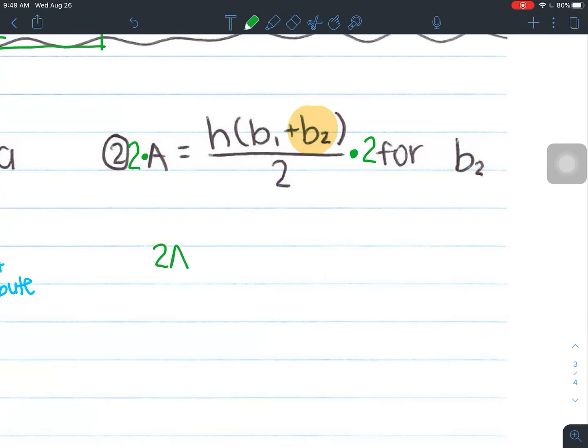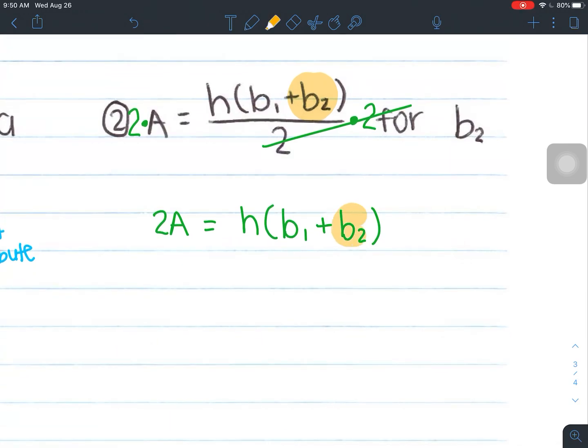So that means I have 2a over here. And again, you shouldn't have to write the multiplication sign. It's understood that they're being multiplied. And then equals, well, these 2s are going to cancel. And so all I have is h times b1 plus b2. Now again, I don't want to distribute the h because it would make it more complicated, right? Distributing the h would actually make it more complicated.